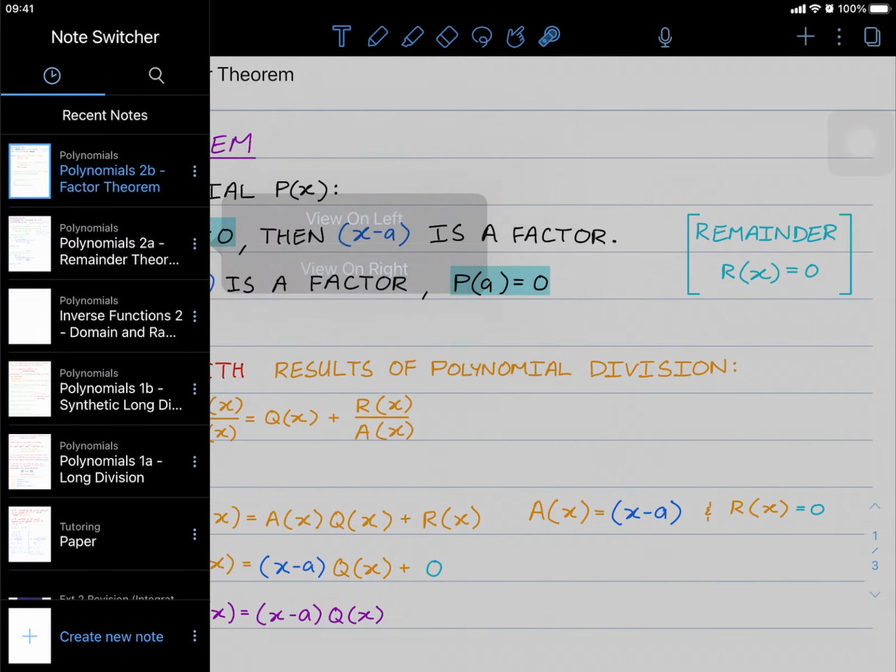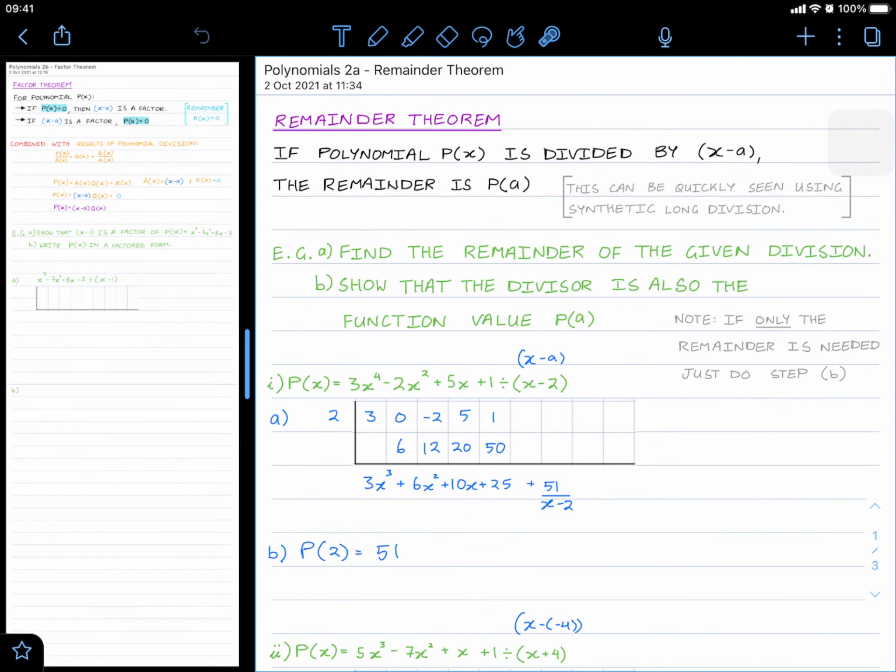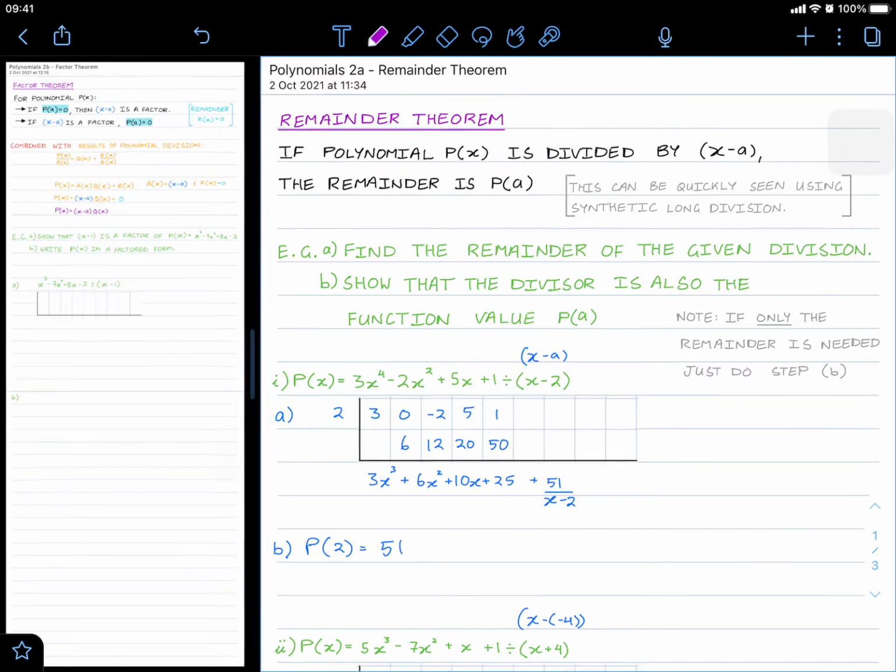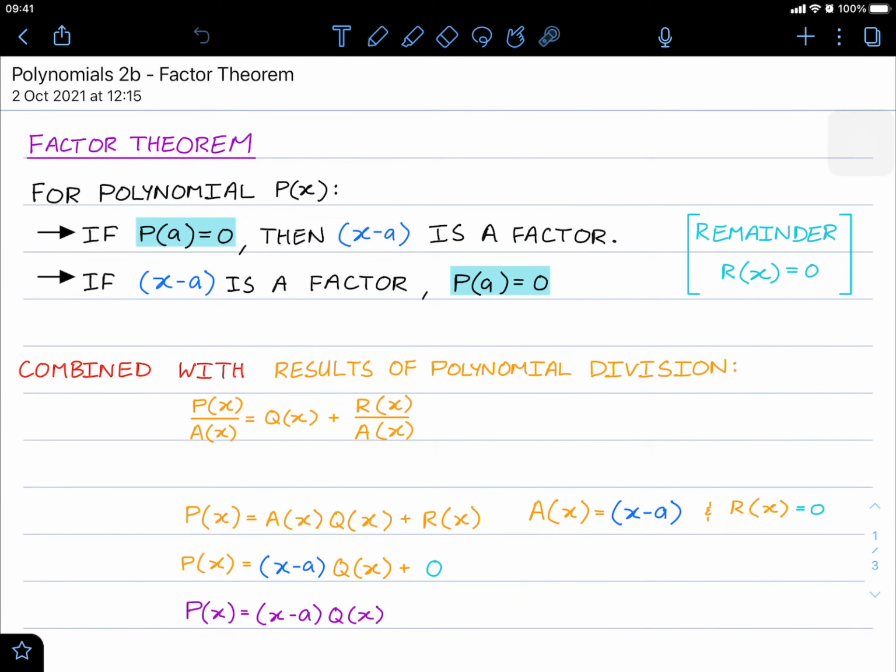Continuing from the remainder theorem, it states that if some polynomial p of x is divided by x minus a, then the remainder is p of a. Continuing from that, if the polynomial is divided by x minus a, and if we substitute a into the function and we get a remainder of 0, then we can say that x minus a is a factor.